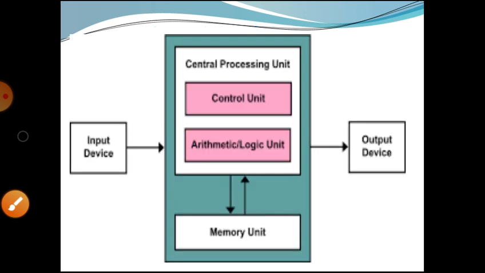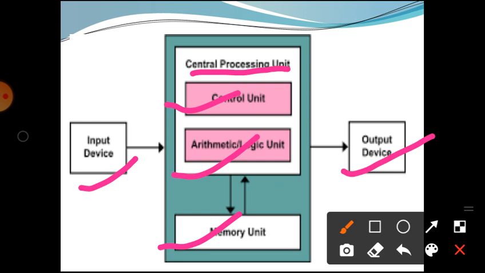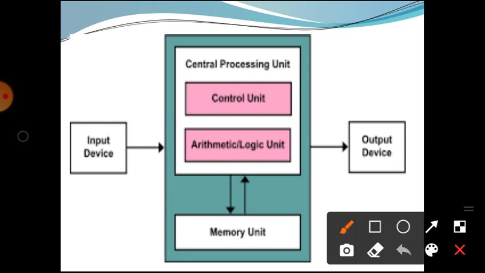This is the basic diagram of the CPU. Here the main block, the central processing unit, consists of the control unit, the arithmetic and logic unit, as well as the memory unit. We give the input to the CPU, and at the output stage we get the output by using output devices. So in a CPU there are three main blocks we already discussed: control unit, arithmetic and logic unit, and memory unit.